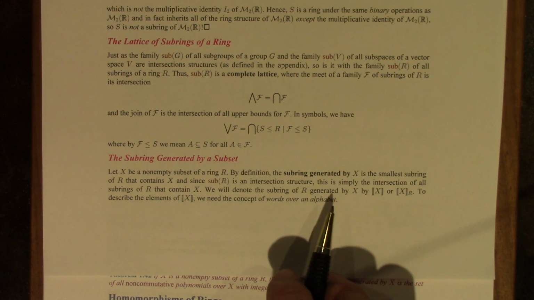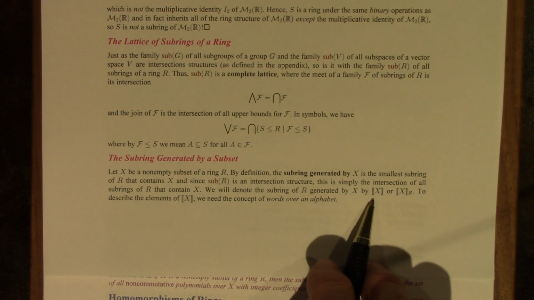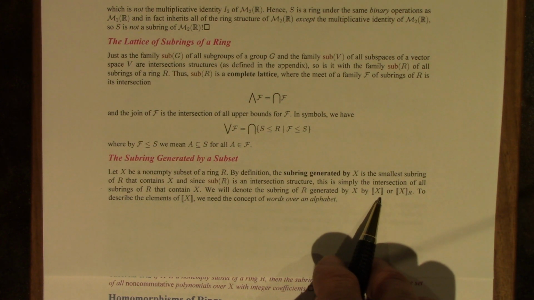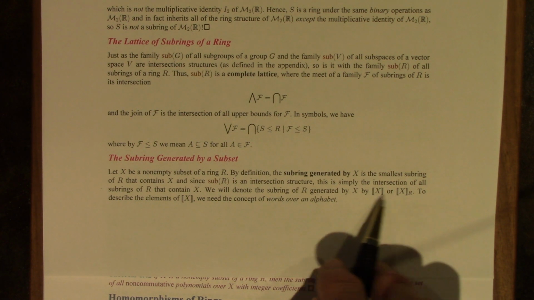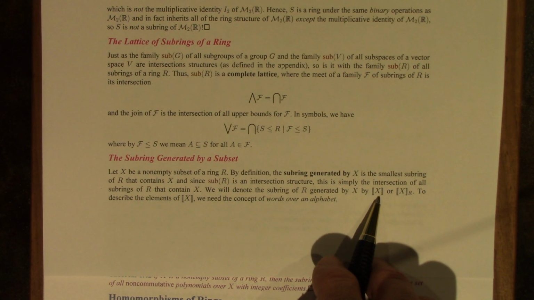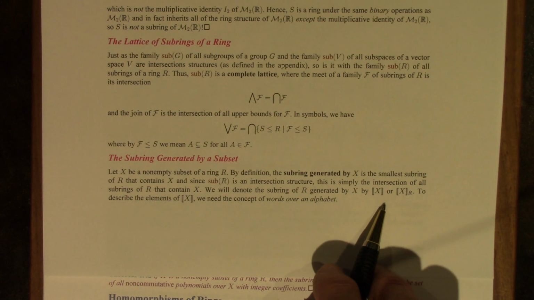We will denote the subring of R generated by X by double square brackets around X, and subscript R if we need to mention the ring. I don't think this is standard notation, but it seemed reasonable, so I'm going to use it. I don't know that there is a standard notation for this. I don't want to use angle brackets like I did for vector spaces and groups because we've got something else in mind for that.